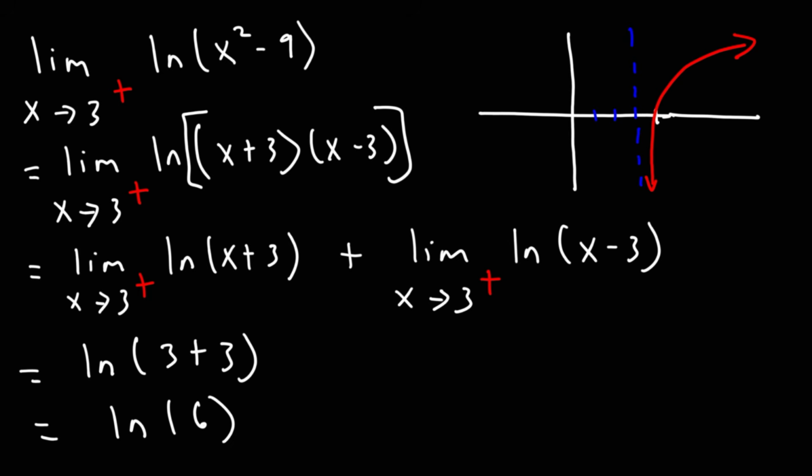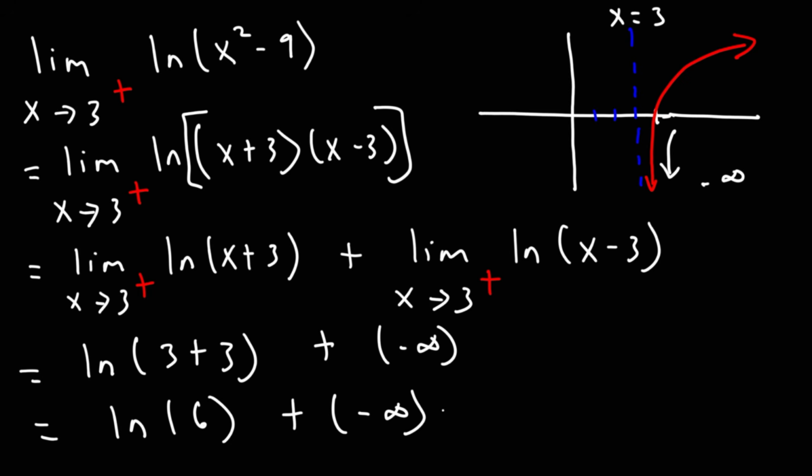So now, with this graph, we could evaluate the limit as x approaches 3 from the right side. And 3 is the vertical asymptote. So as we approach 3 from the right, we can see it's going to negative infinity. So ln 6 plus negative infinity is going to be negative infinity. So this is the final answer.